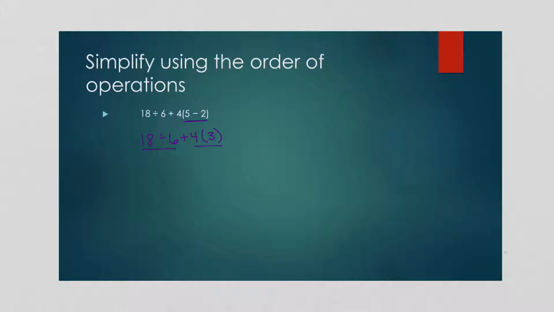18 divided by 6 is 3. Now I'm going to bring that plus sign down. 4 times 3 is 12. 3 plus 12 is 15.